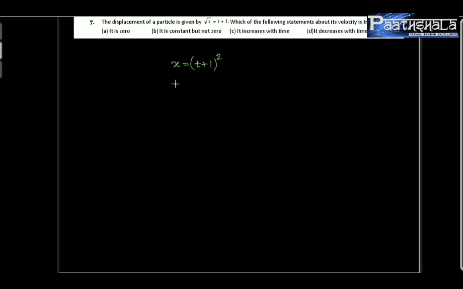So velocity is dx by dt. So this is equal to 2 into t plus 1, which is equal to 2t plus 2. So velocity is not zero, and it's not constant. It increases with time. That's true. It decreases with time. That's false. So C is true.